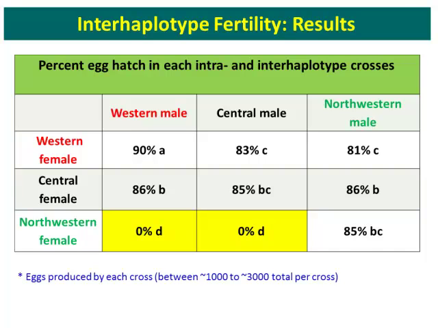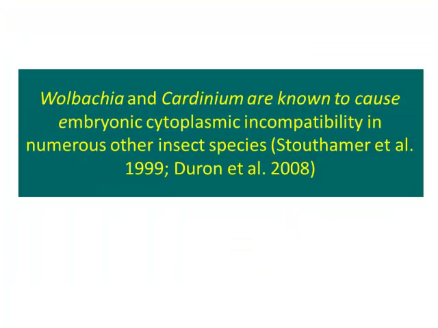I did some repetition, thinking that maybe I did something wrong, or there were some thrips in the cage, or that a predator accidentally got into the cage and destroyed all the eggs. When I ran some more experiments specifically on this cross, I found similar results. Then I discussed these results with one of our colleagues, Dr. Rodney Cooper, and during the discussion we came up with the idea that Wolbachia and Cardinium might be the cause, because Wolbachia and Cardinium are known to cause embryonic cytoplasmic incompatibility in numerous insect species.